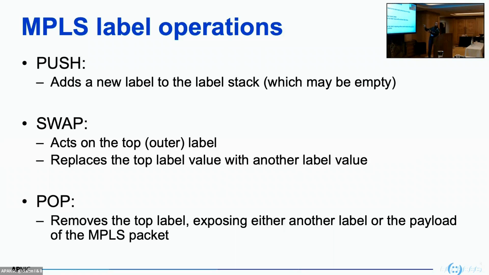The first label I need to remove, that's called pop. But I'm not removing all the labels. So every label I remove is called a pop. If I don't need it, I just remove it. So push is adding a label, pop is removing a label. Swap is when I want to forward. So when do I need swap?